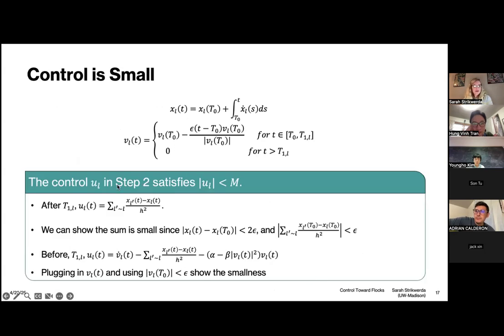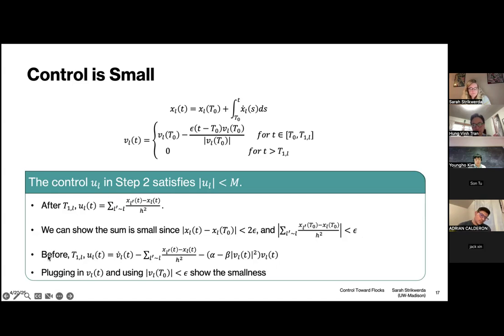And then our goal is to show that this UL is less than M, and we can say that after this set time, our UL should just be equal to this term, because after this T1L, we have 0 velocity, so the nonlinear term goes away, and this is all that UL is. And because our XL of t minus XL of t naught is less than 2 epsilon, this sum right here should be less than epsilon.